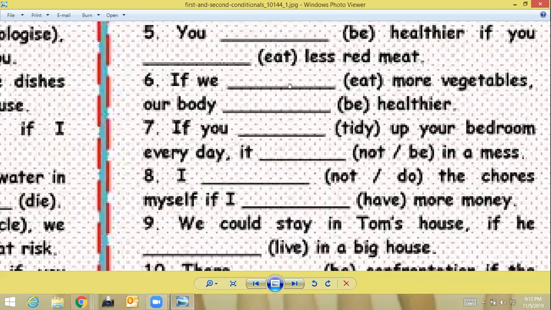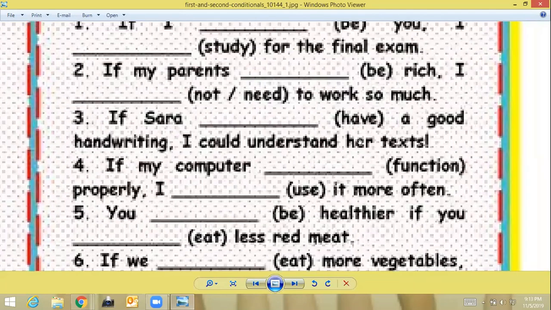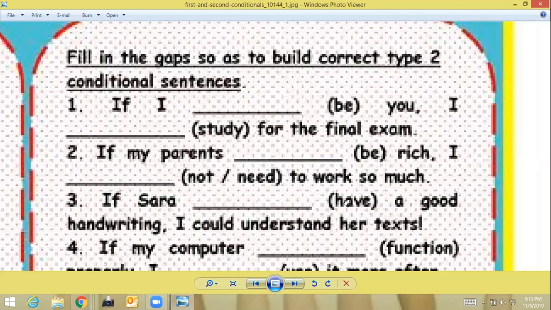No. All right. Now, this is the topic that you need to know so there is better understanding of all the conditionals. In English, we have 4 conditionals. Zero conditional, first conditional, second conditional, and third conditional. So yesterday and today, we were using the first conditional. Now we're going to use the second conditional.